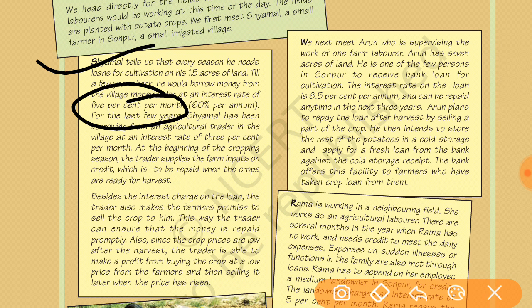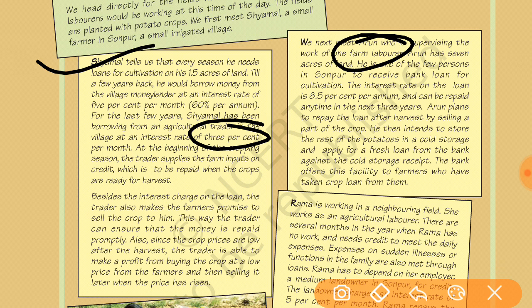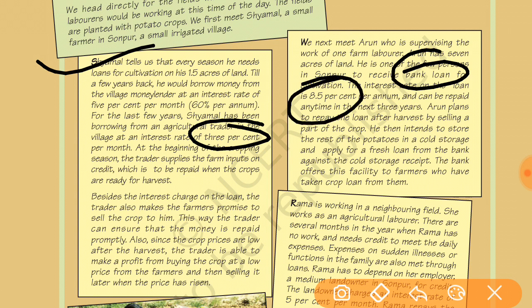After that, he takes a loan from the agricultural trader at what percent? At 3%. And again see here Orun, he is a farm laborer and he takes a loan from the bank at what percent? At 8.5% per annum. See the difference here. Semlal takes money from the village moneylender at 5% per month, and here 8.5% per annum, means in a year 8.5, here in a year it will be 60%.